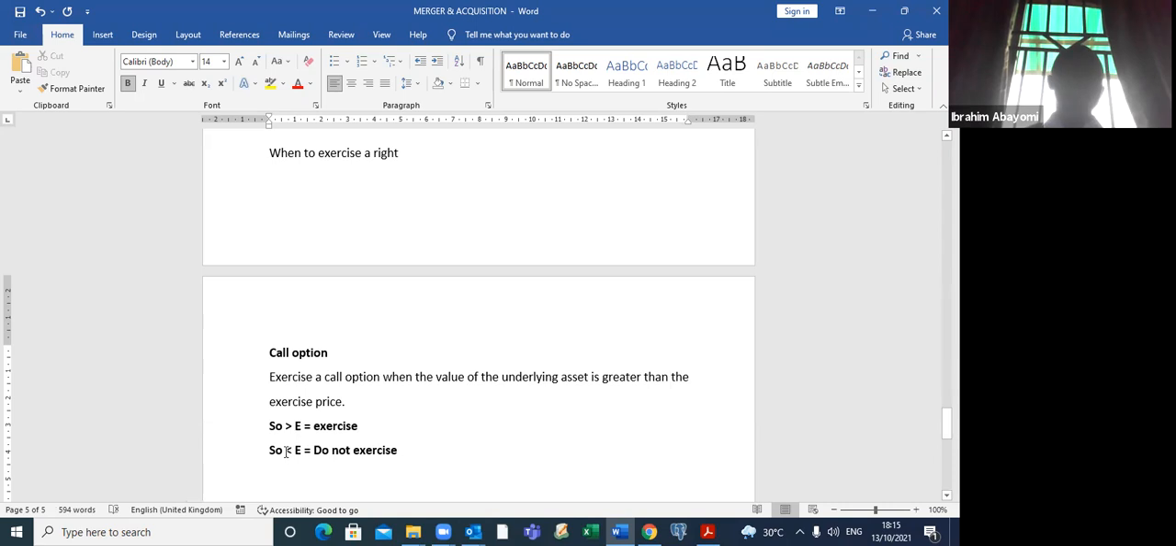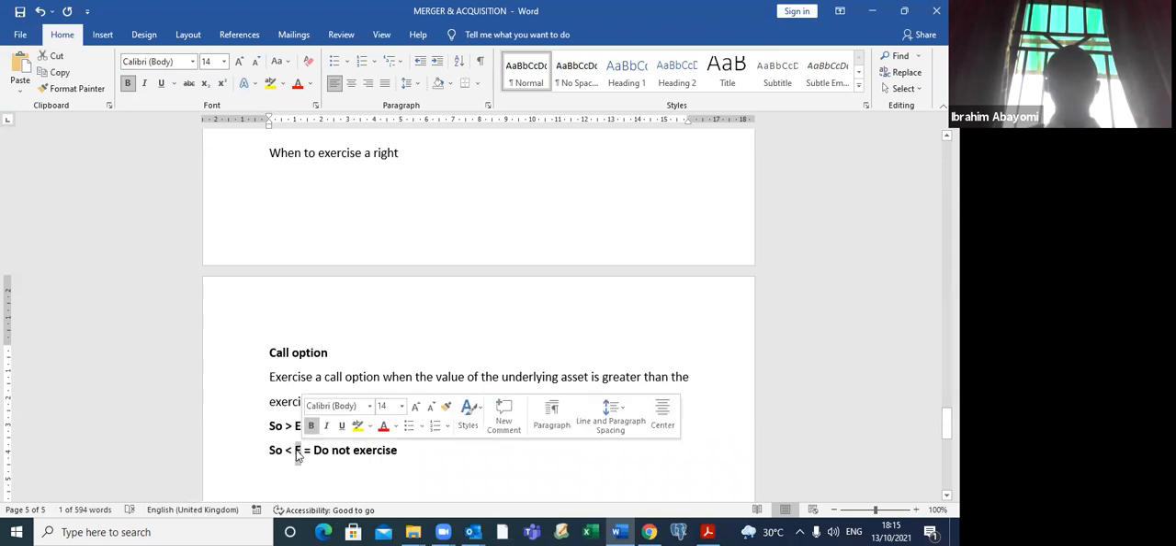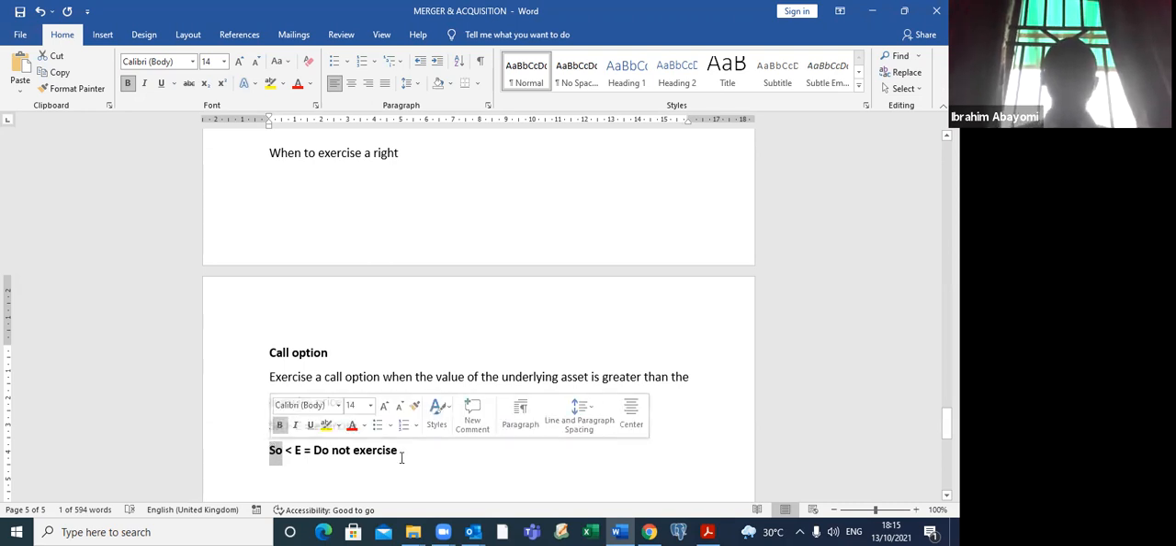However, if the price of the underlying asset is less than the exercise price, what does that mean? It means I will not exercise my right. I will just leave it. I will go to the market and buy the asset at S0 because it is cheaper to do so.